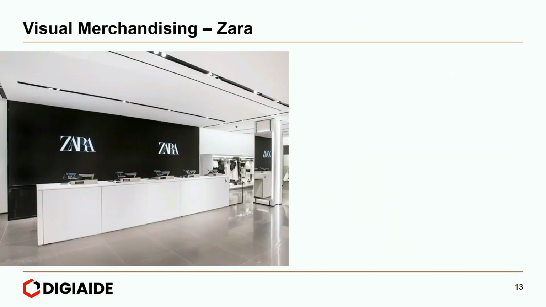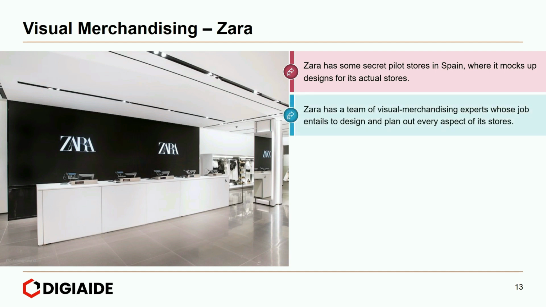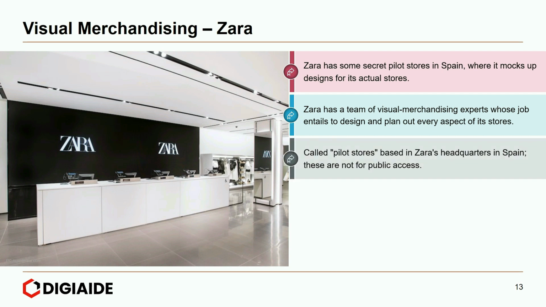And finally, we move on to an example of visual merchandising, in this case, the brand Zara. Zara has some secret pilot stores in Spain where it mocks up designs for its actual stores. Zara has an actual team of visual merchandising experts whose job entails designing and planning out every aspect of its stores in these dummy stores. They're called pilot stores actually. They're based in Zara's headquarters in Spain, which are not accessible to the public.